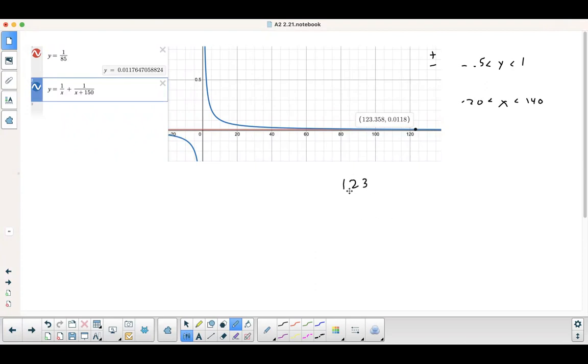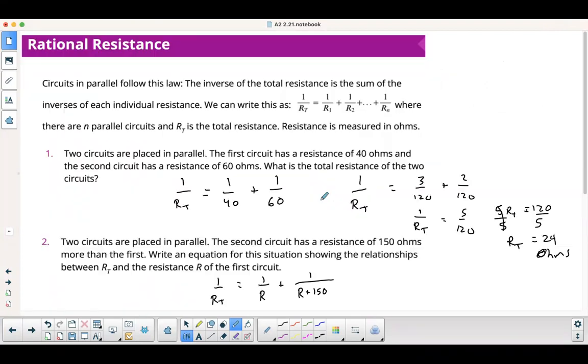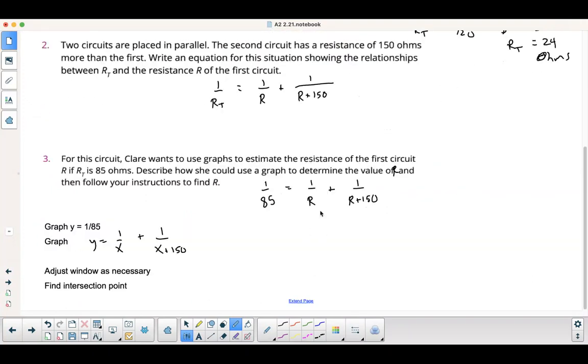So remember, what does that represent? That was X, which I guess in my equation was R. If I go back down here, so basically 1 over 85 would equal 1 over 123 plus 1 over 123 plus 150. So what I would do is I'd probably take my calculator and just double check to see if 1 over 123 plus 1 over, would that be 273? That adds up to 1 over 85 or close to it, okay?